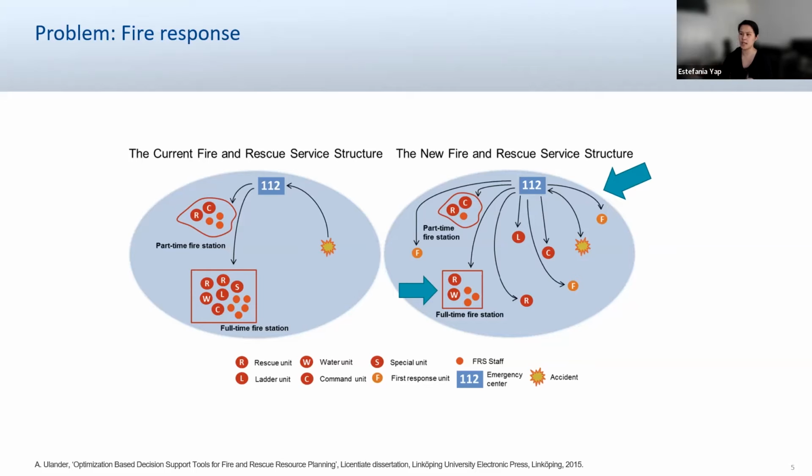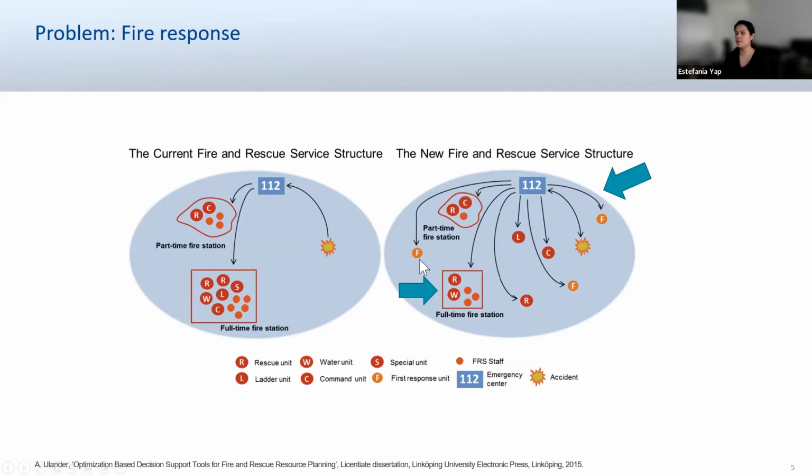So the teams work together. You can see here, there's the full-time fire station and a part-time fire station. And when there's an accident there, it's determined which team gets sent out to try and mitigate the damage of that risk.